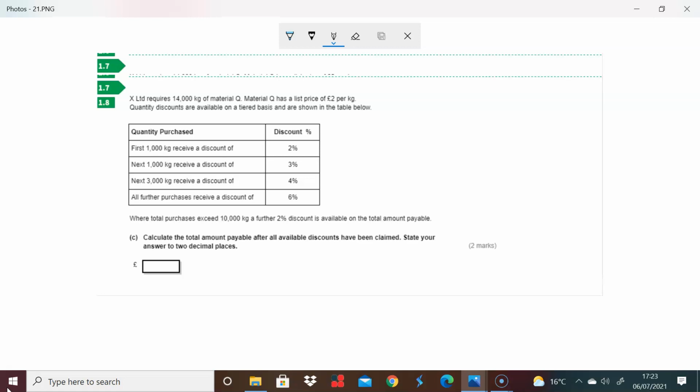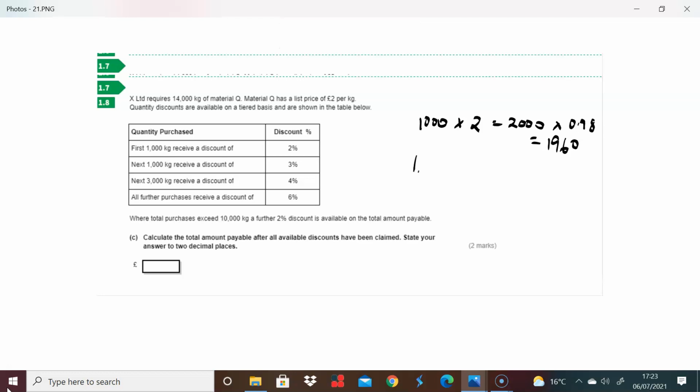So you want to buy 14,000. You require 14,000 kilograms. So the first thing is that the first 1,000 kilograms cost you £2. So that's £2,000, and you receive a discount of 2%. So basically, you're going to pay 98% of this, right? So that's 2,000 times 0.98. So you're paying 1,960.